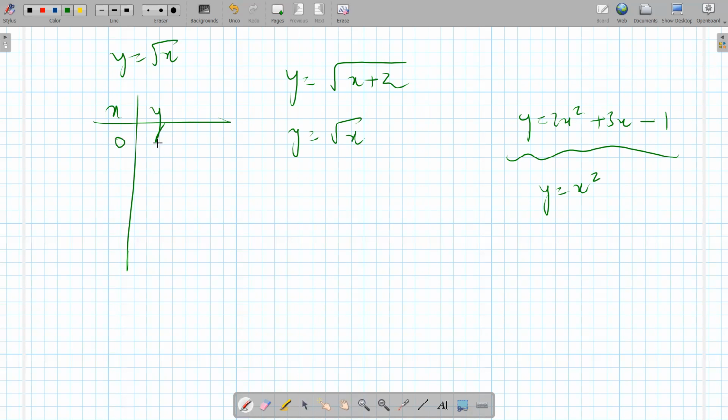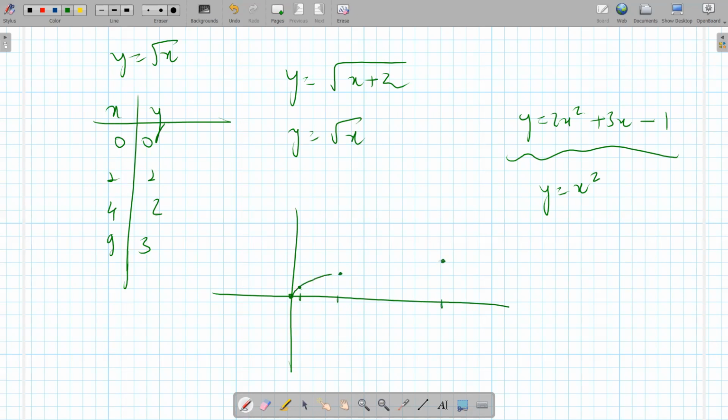When x is 0, what would y be? 0. 0, right? When x is 1, what's y? 1. When x is 4, what's y? 2. Yeah, there we go, and 9, 3. So we can just make a quick sketch. Again, it doesn't have to be precise. We're just trying to see if the x values are repeating, and they're not repeating, right? So it goes through the origin, then (1, 1), then (4, 2), and then (9, 3). So this is the graph of y equals the square root of x. Okay, and this passes the vertical line test.